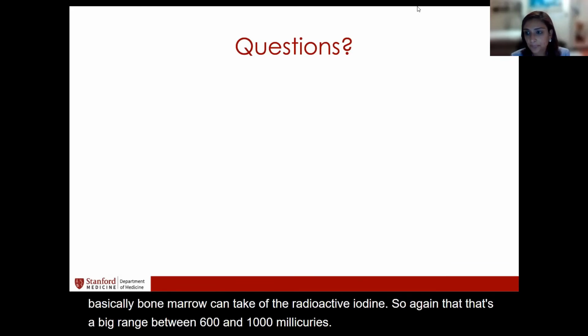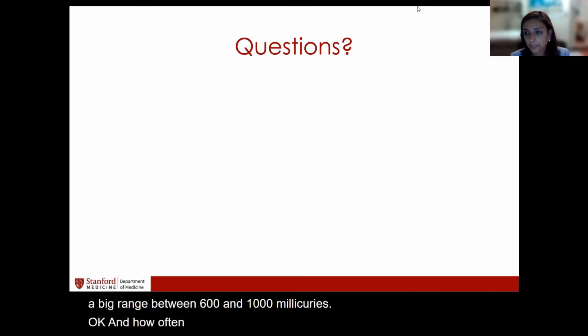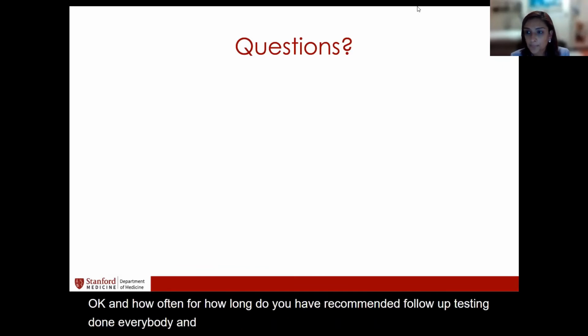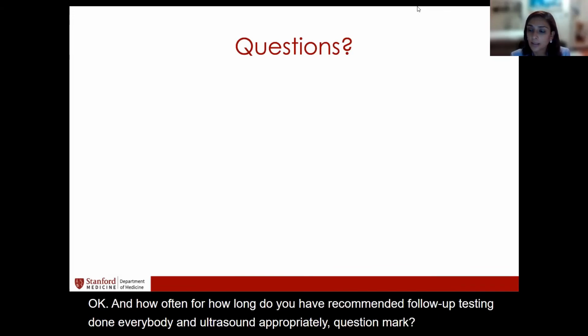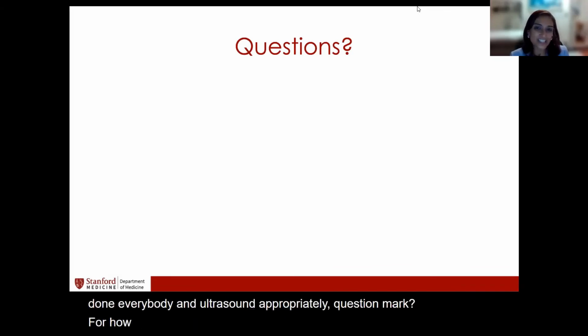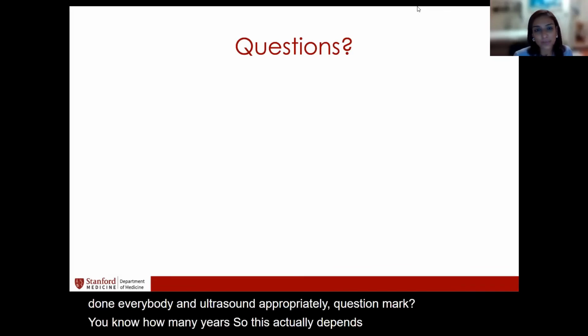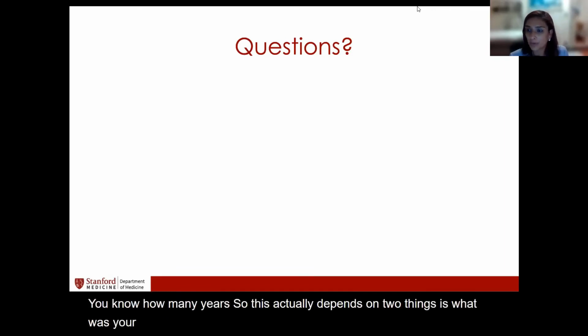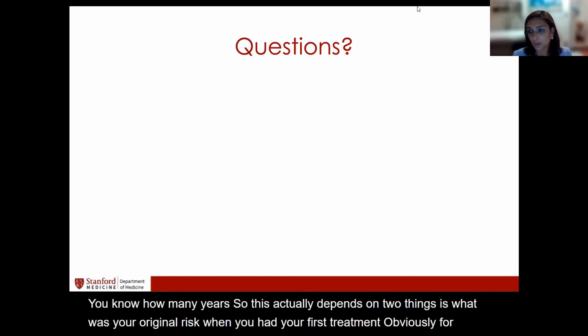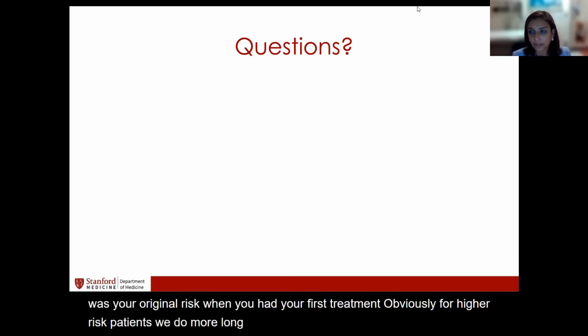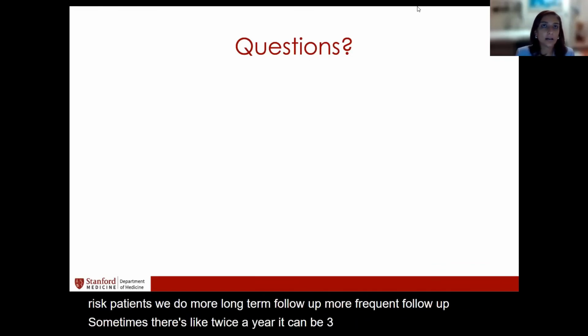Okay. And how often and for how long do you recommend follow-up testing, thyroglobulin, ultrasound, annually, for how many years? So this actually depends on two things. One is what your original risk was when you had your first treatment. Obviously for higher risk patients, we do more long-term, more frequent follow-up, sometimes twice a year, it can be 3 times a year. It also depends on what kind of response to treatment you had.